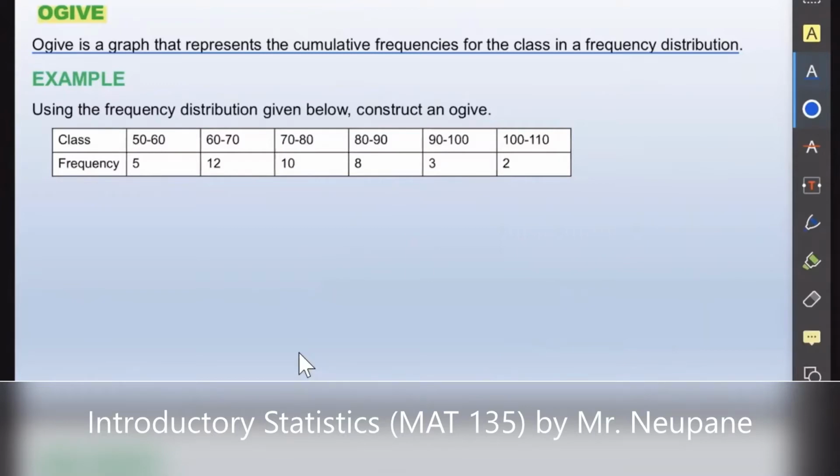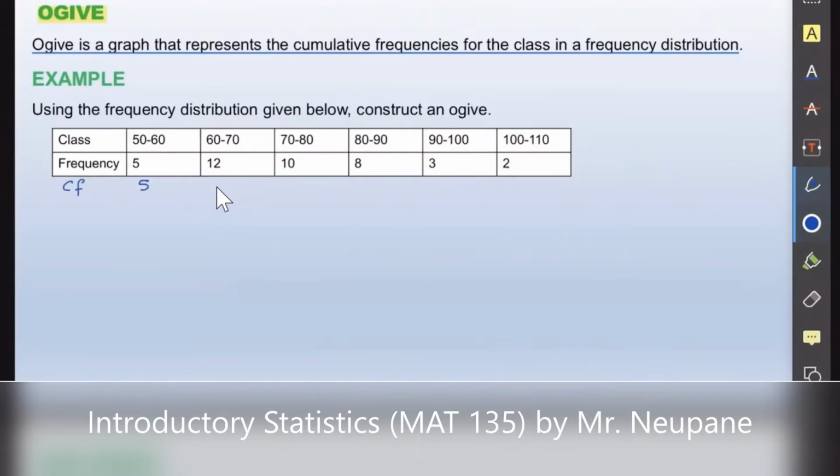So for example, in this problem here, you can see they have given the class, different class sizes are there, and then we have the frequency. What we need to do now is find the cumulative frequency. So let's find those cumulative frequencies here. Let me begin writing that. Cumulative frequency for the first, it is 5. How much will be the cumulative frequency for the second?